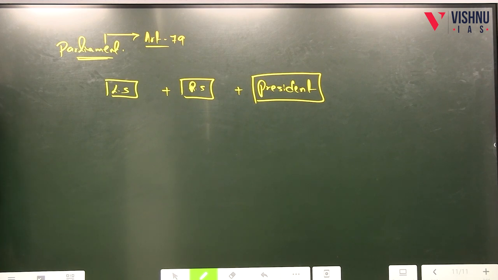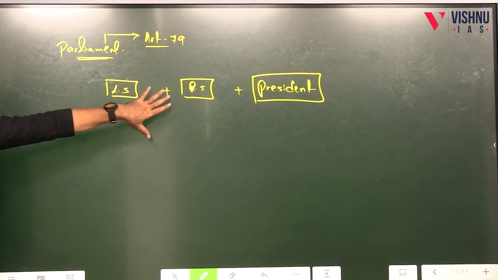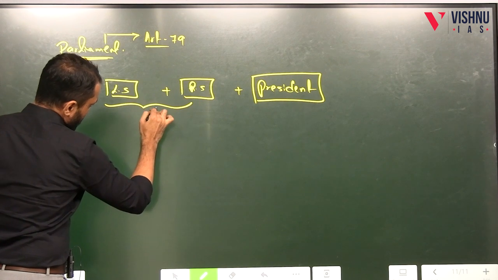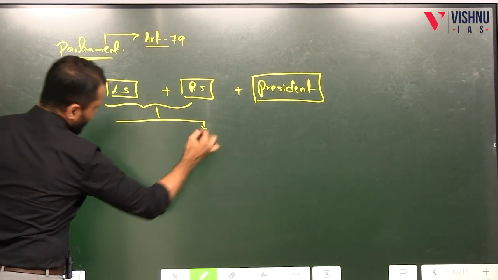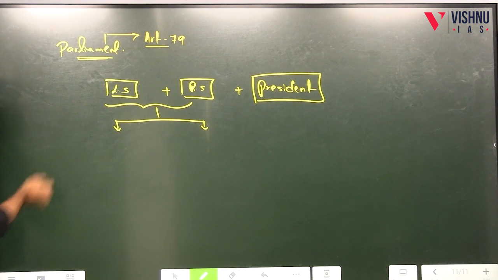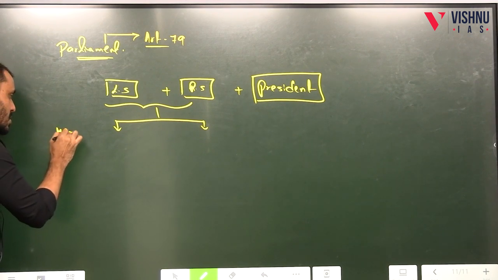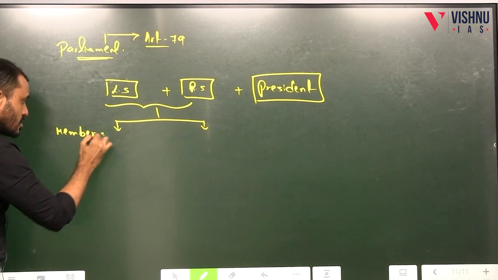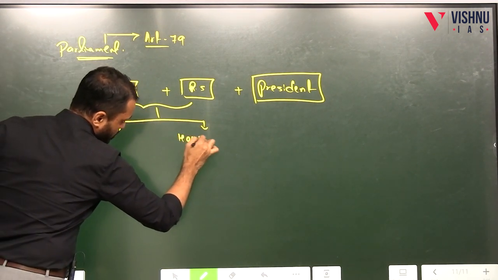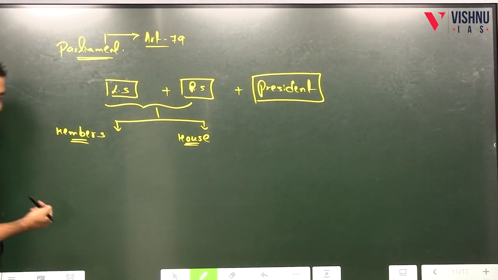So in the Parliament topic, what are the main focus areas? First we'll study about the members. Lok Sabha and Rajya Sabha, we can divide into two parts. First we'll study about the members, then we'll study about the house altogether, how the house will function.